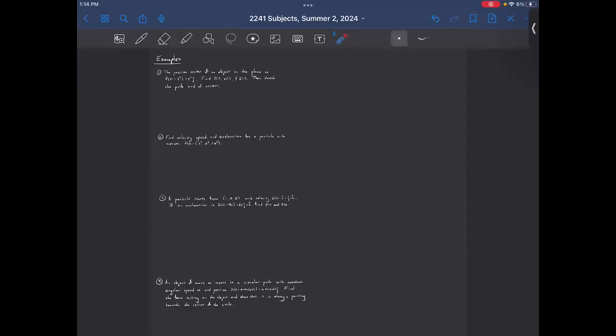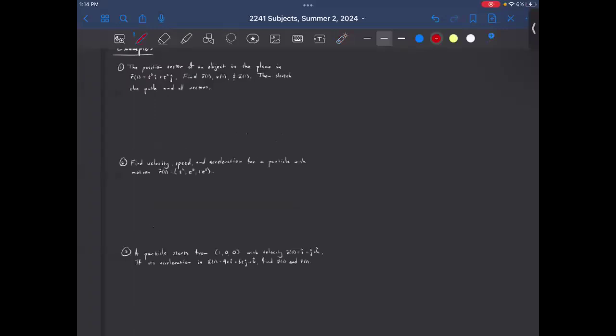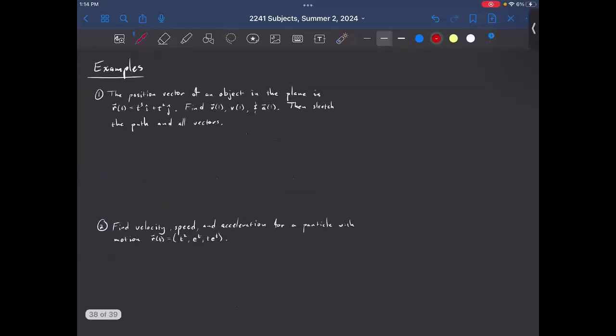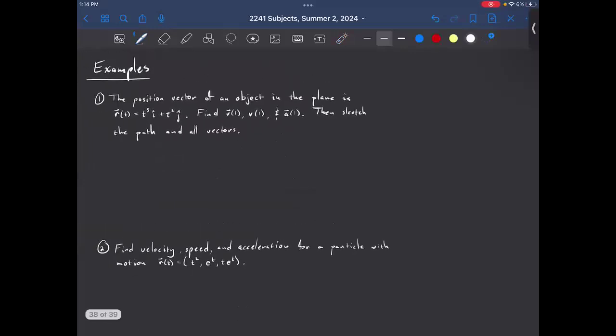Hey there, welcome to the examples video for section 2.3. Here we're going to cover motion and velocity, motion in space. And we'll start with problem 1 here, which is essentially computing some derivatives and magnitudes.